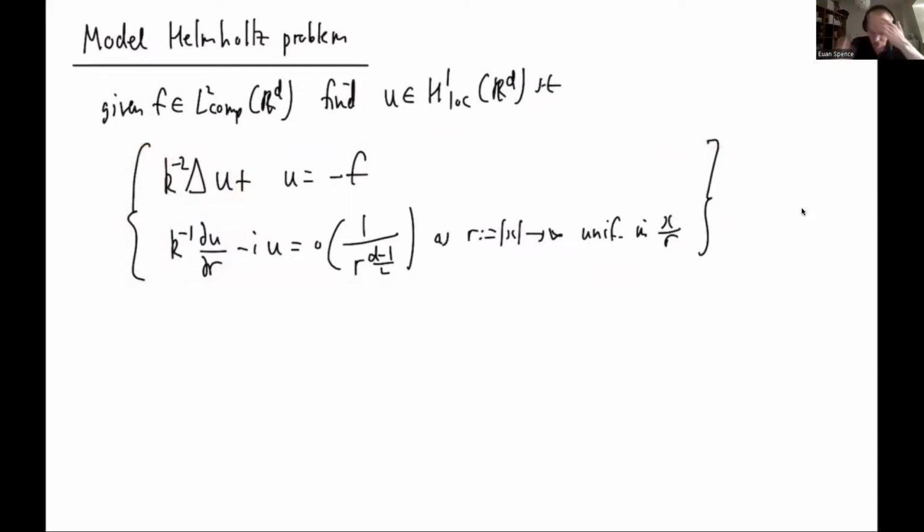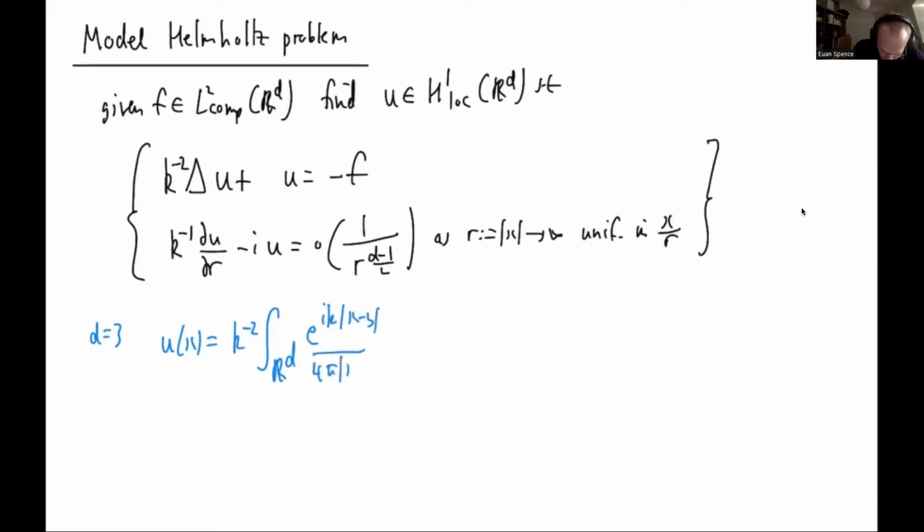And of course, this problem is so simple that you can just write down the solution explicitly. When d is 3, u is just the integral, so k to the minus 2 times the convolution with the fundamental solution: e to the ik mod x minus y over 4 pi mod x minus y, f of y dy.